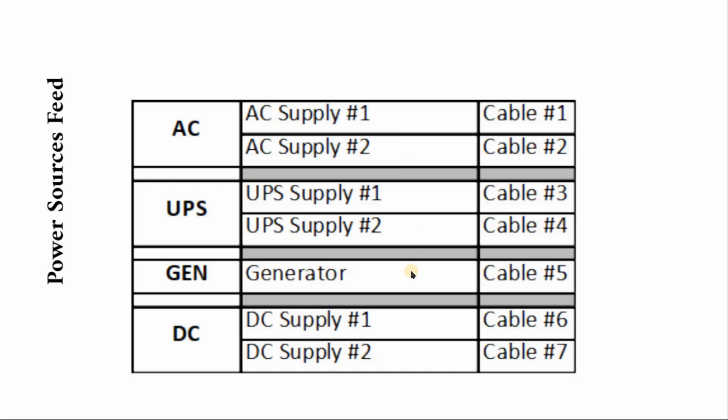From the electrical perspective, they will supply us with an AC, one cable or two cables, maybe coming from a UPS or a generator or a DC. We will have to identify the number of cables, the power on each one of them, and the source.